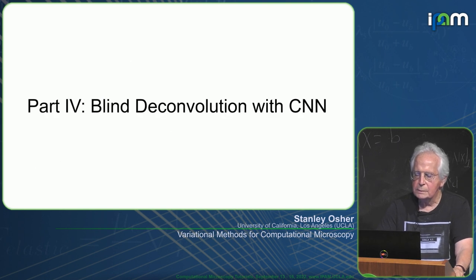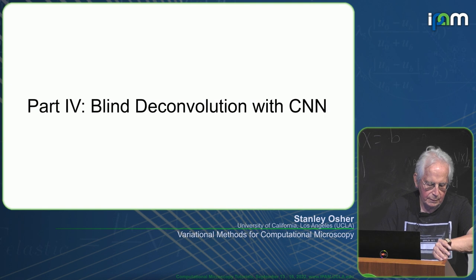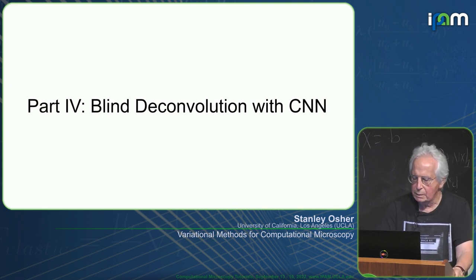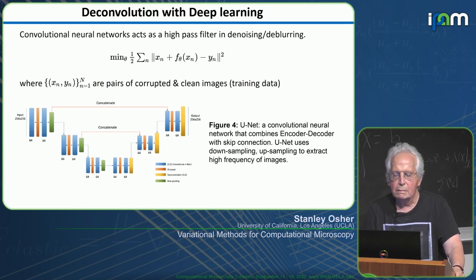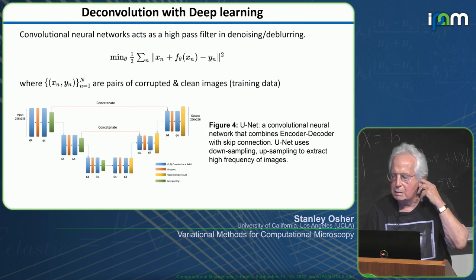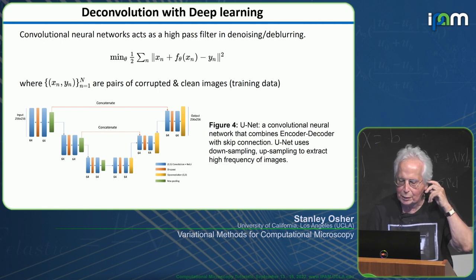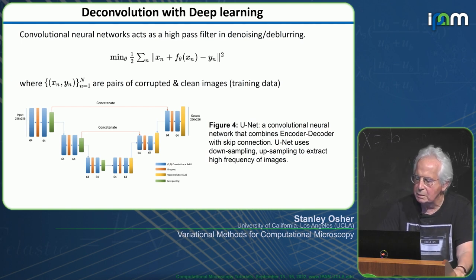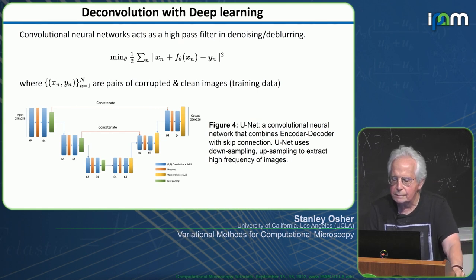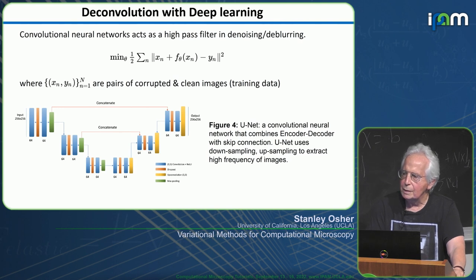Okay, next. Almost finished, how am I doing? Not bad, actually. Okay, so blind deconvolution with CNN, convolutional neural networks. This is just a statement of work in progress without too many details. You have a UNet, which is a convolutional neural network that combines encoder, decoder, skip connection. It uses downsampling, upsampling. If you don't know what I'm talking about, don't worry about it. And the basic idea is to deblur, to deblur without knowing what the blurring kernel is.